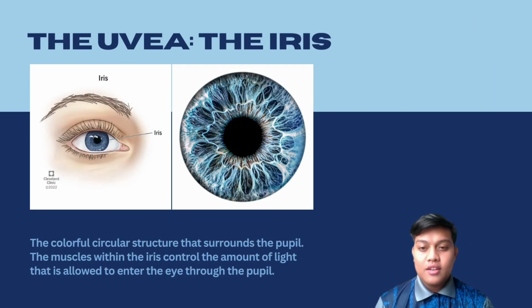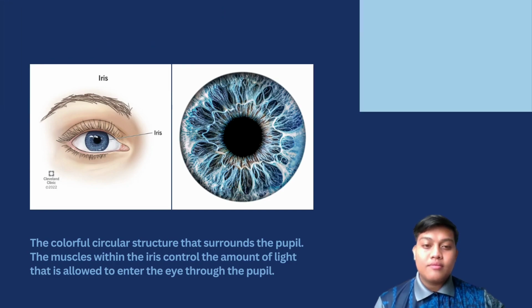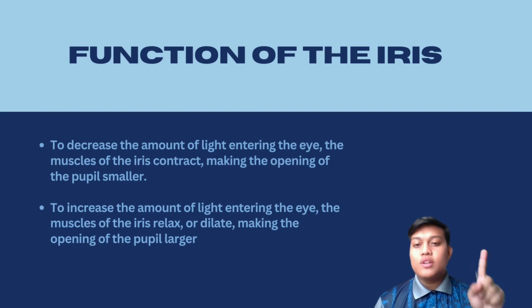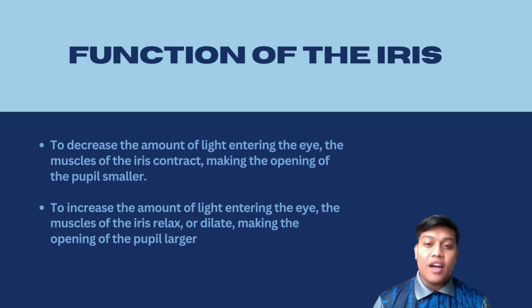Next is the iris. The iris is the colorful circular structure that surrounds the pupil. The muscles within the iris control the amount of light that is allowed to enter the eye through the pupil. There are two functions of the iris. The first is to decrease the amount of light entering the eye: the muscles of the iris contract, making the opening of the pupil smaller. The second is to increase the amount of light entering the eye: the muscles of the iris relax or dilate, making the opening of the pupil larger.